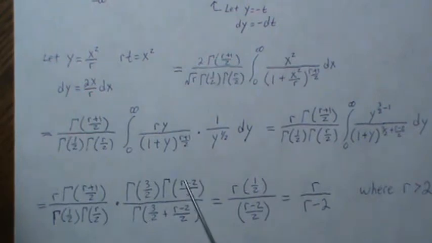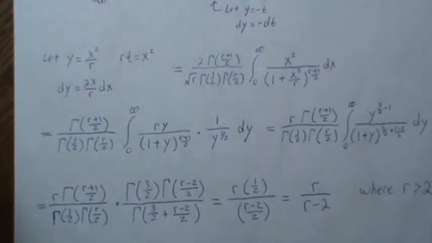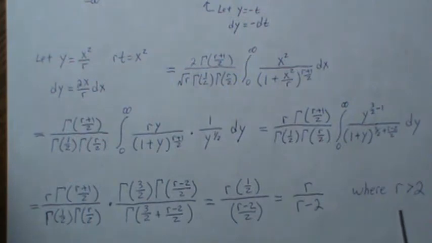Now when you do all the simplifications, this is 1/2 times gamma 1/2, so the gamma 1/2s cancel. Things cancel out, and we get r times 1/2 divided by r minus 2 over 2. Simplify this, we get r divided by r minus 2. And this is only valid for when r is greater than 2. Some of these integrals don't converge unless that's the case.